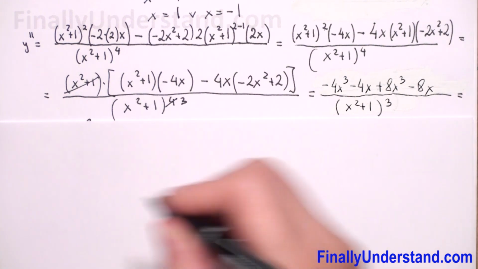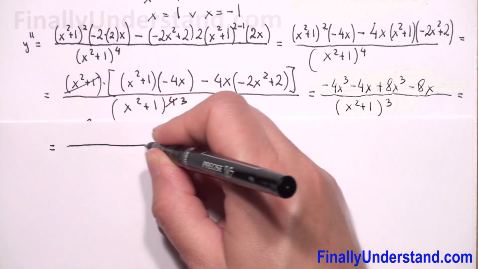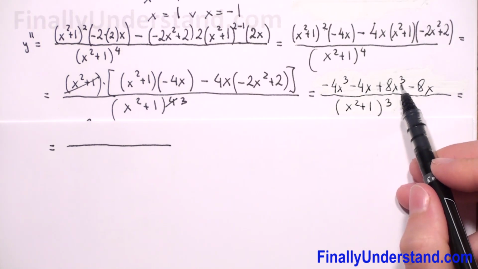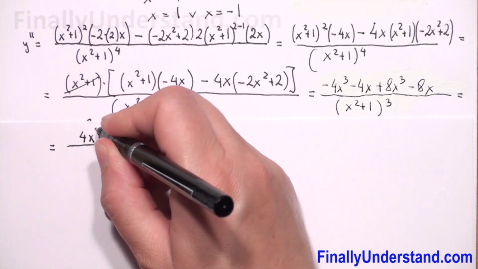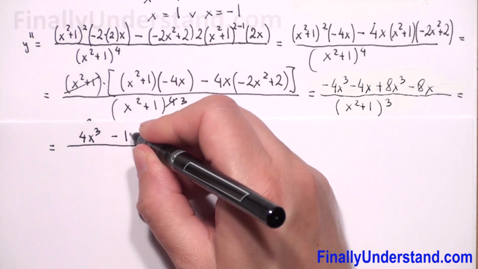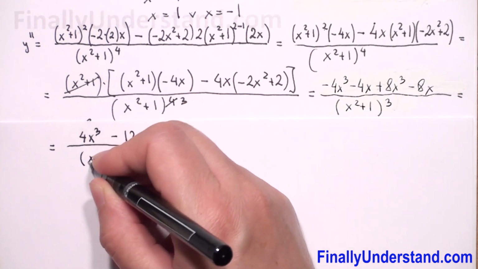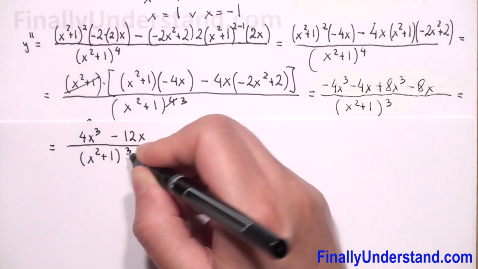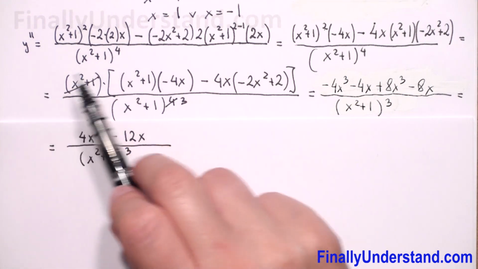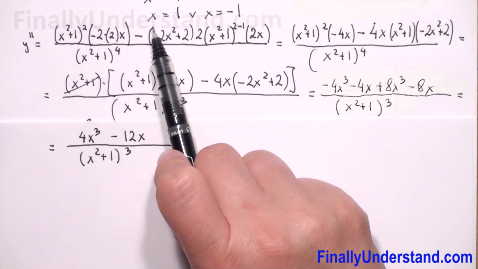So this is equal. We can combine like terms. Negative 4x to the third plus 8x to the third is 4x to the third. Negative 4x and negative 8x is negative 12x, over x squared plus 1 to the third power. So we calculated the second derivative. Now to find the minimum or maximum, we will use the second derivative test. It means we have to calculate the value of the second derivative at our critical values.